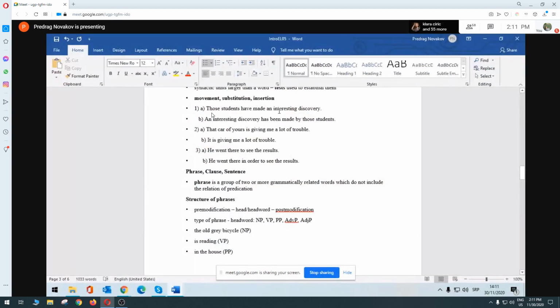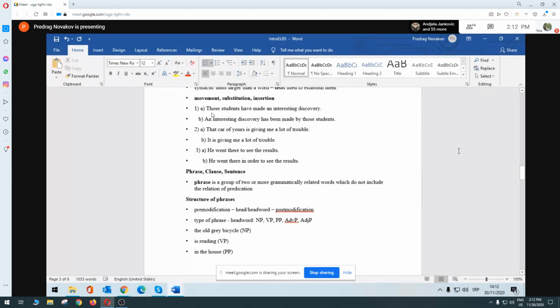Now let me ask you, this is a direct object, you know that. The rule for movement is you can move the entire unit, the entire phrase. You cannot move half of the phrase. For example, you cannot say "Those students can make an interesting" and move "discovery" to the beginning: "Discovery has been made by those students uninteresting." You cannot make such a sentence. So the rule for movement is you can move entire phrases, entire units, not just parts of phrases. And this is how we prove that this is a phrase.